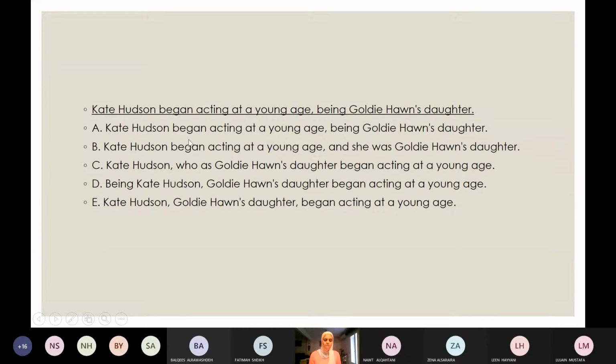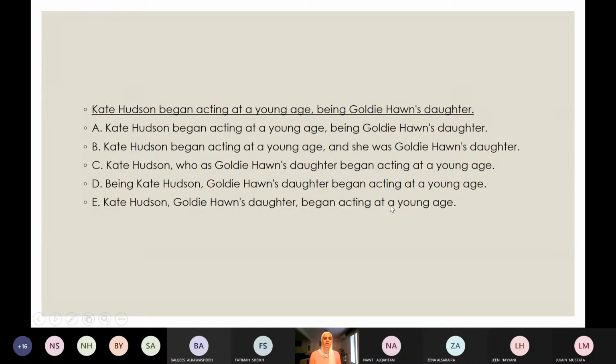Which one, girls? E. Why E? Because in E it's the clearest one, where the phrase was exactly talking about Kate Hudson. Excellent. It is the clearest one, okay, and easiest. I can understand it well. So, yet it is Kate Hudson began acting at a young age, and she was Goldie Hawn's daughter is also grammatically correct, but it is more complicated. So why would I use a more complicated sentence?